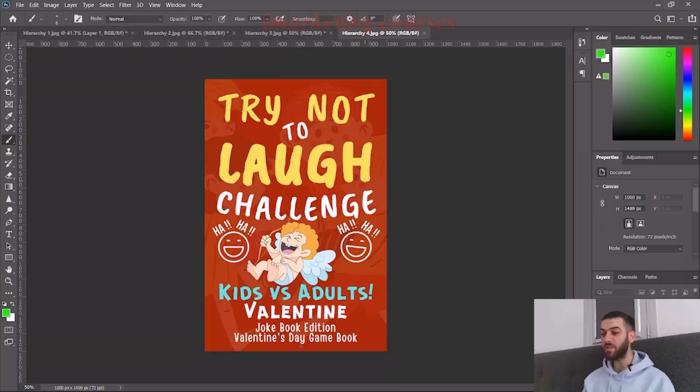So this is a Valentine's Day book, and check this out. What's the biggest word on the cover? The biggest word is laugh. Correct. Look at how big laugh is. Look at how much height this takes, and then try not to takes a little bit less height. Even though this is all together, try not to laugh challenge is the main book title. The word laugh is the biggest one because that's the selling point. It's a try not to laugh challenge.